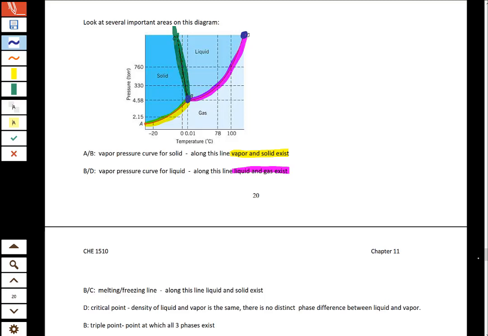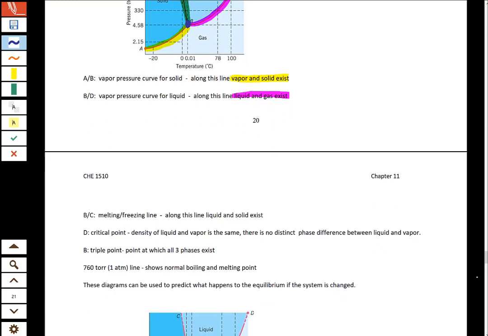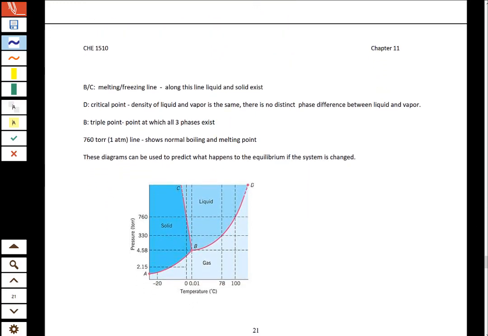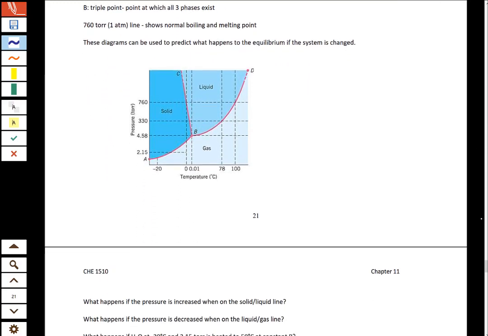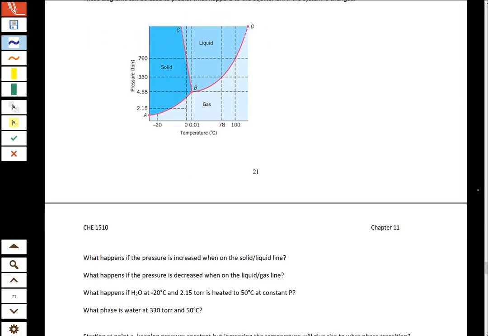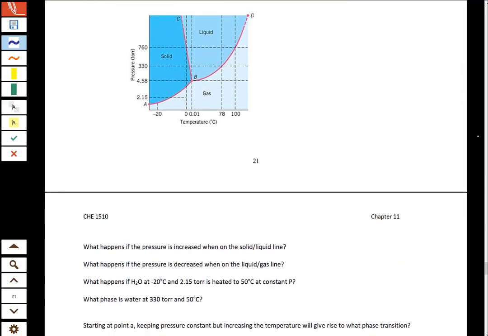So let's talk about the types of questions that you might see with a phase diagram on the exam, because you can guarantee you're going to see some. So let's see if I wrote any of those questions down here. Oh, yes, I did. Okay. So here I've got a clean phase diagram and there's a couple of questions.